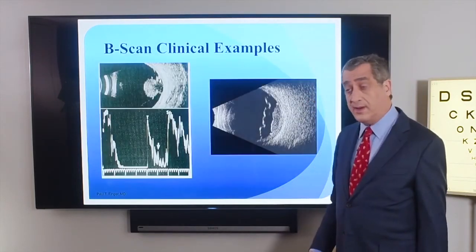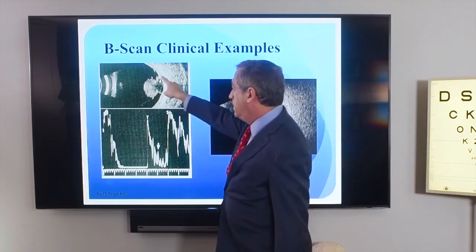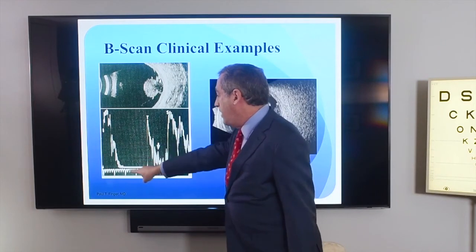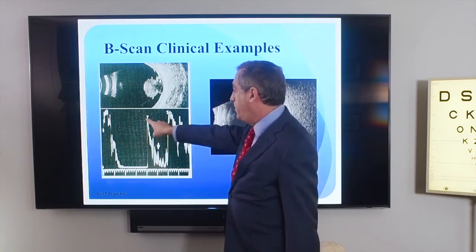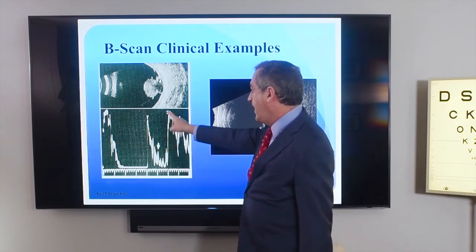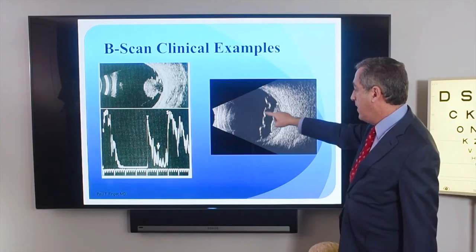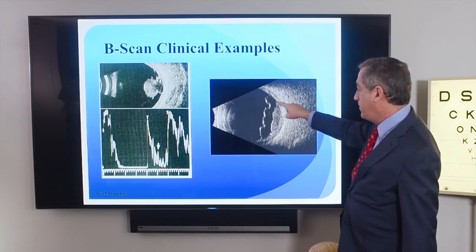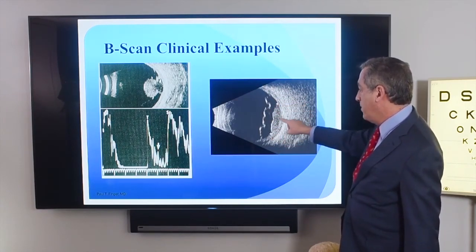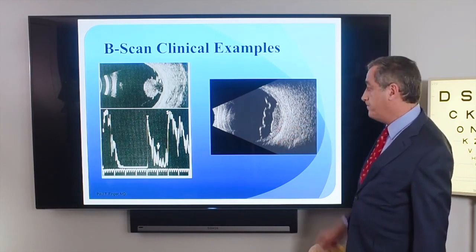Here's a couple more clinical examples. Here's a mushroom-shaped melanoma. The A scan we remember, showing the tumor's apex, the sclera, and that 45-degree angle going down. And here we have the retinal detachment with the irregularly shaped choroidal metastasis with variable internal reflectivity on B scan.